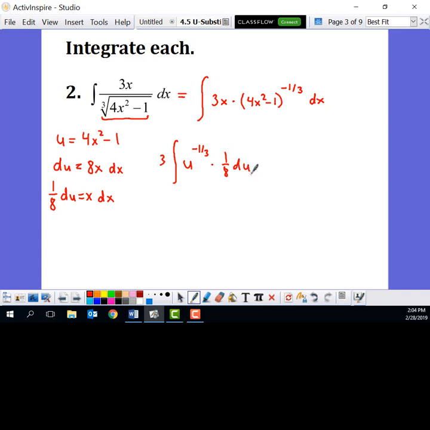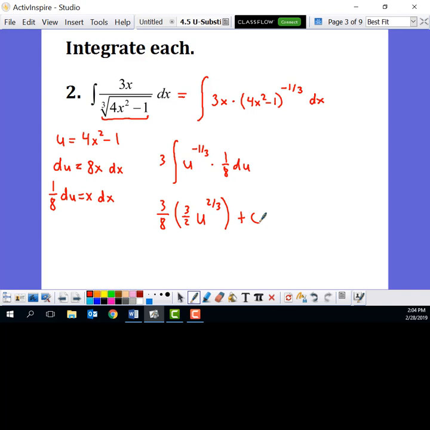So next you can slide the 1/8 out to the front, so that's 3/8, and then we can integrate u to the negative 1/3. So that's going to be u to the add 1 to negative 1/3, and remember adding 1 here is the same as adding 3 over 3, so that's going to become u to the 2/3 power. And since I don't see a 2/3 in front of u in the integral, I'm going to multiply that by the reciprocal of that exponent. Don't forget your plus c because it's an indefinite integral.